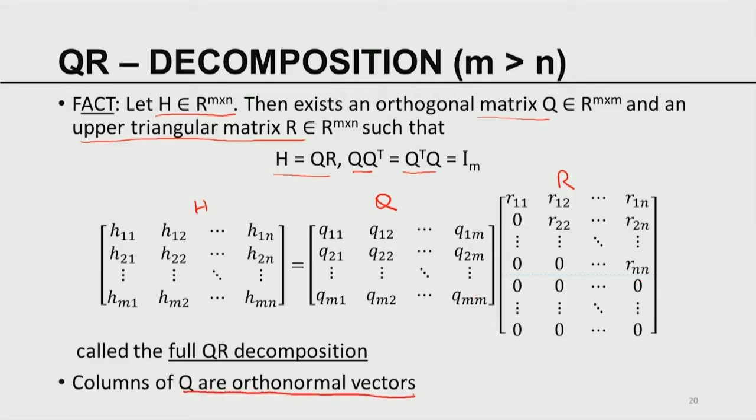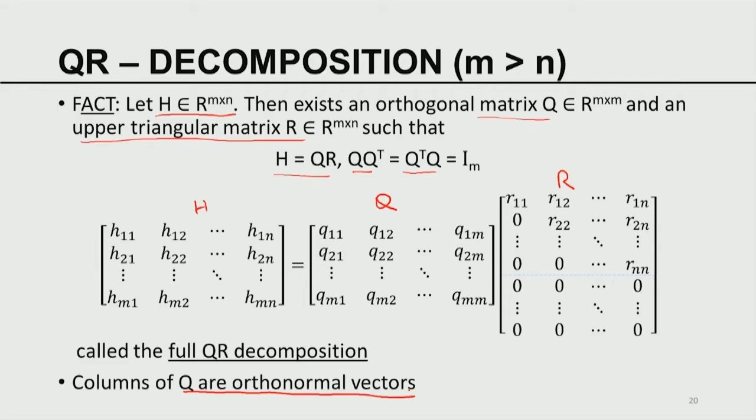If I pick any two vectors and do an inner product, that is 0. That means any two columns are mutually orthogonal. Every vector is of length 1. Such a collection of vectors is called orthonormal vectors. So this is a very special form of decomposition. It is also a generalization of the LU decomposition. So there are lots of beautiful properties from going from LU to Cholesky to QR.